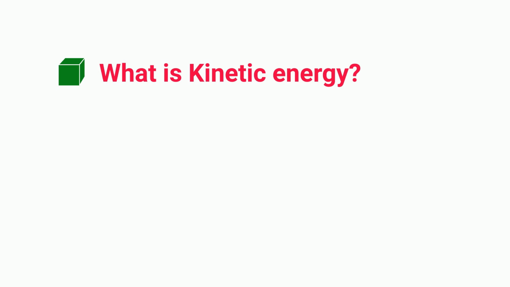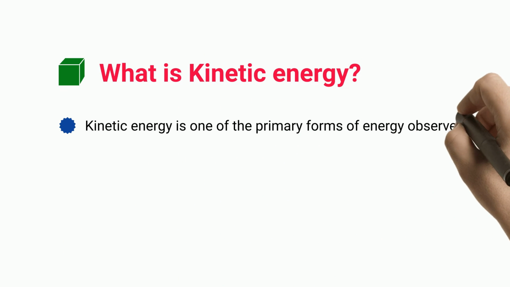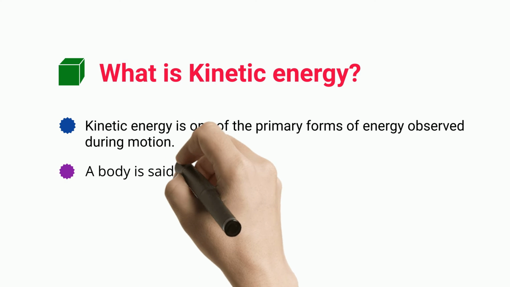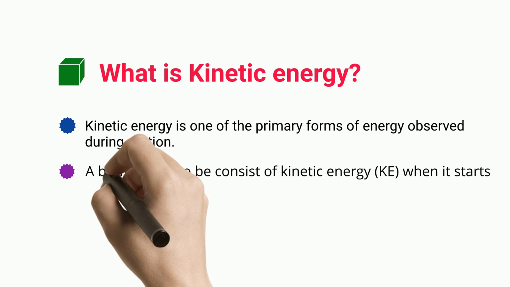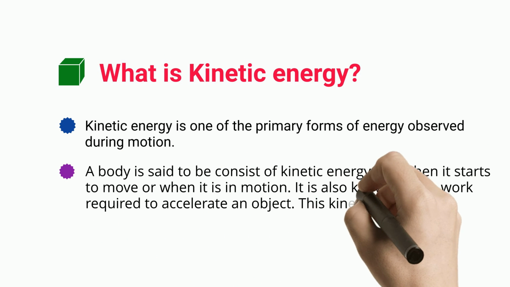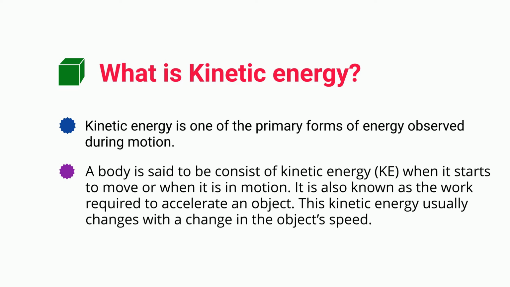What is kinetic energy? Kinetic energy is one of the primary forms of energy observed during motion. A body is said to have kinetic energy, KE, when it starts to move or when it is in motion. It is also known as the work required to accelerate an object. This kinetic energy usually changes with a change in the object's speed.